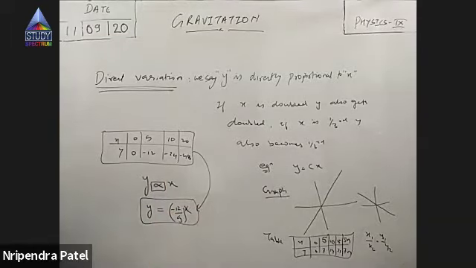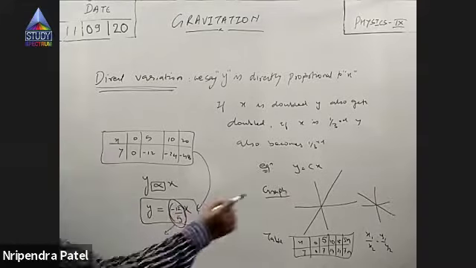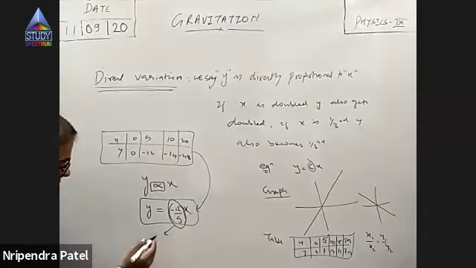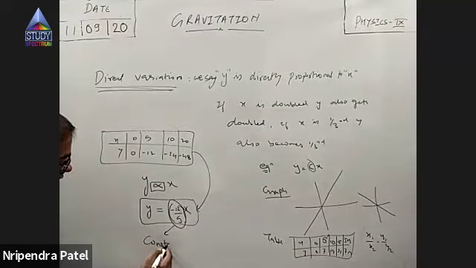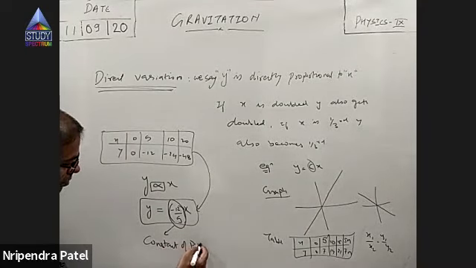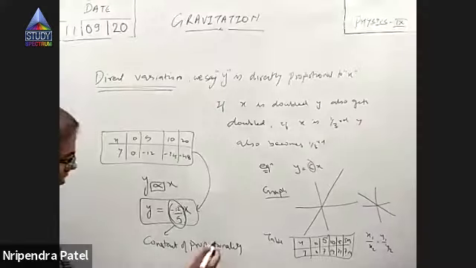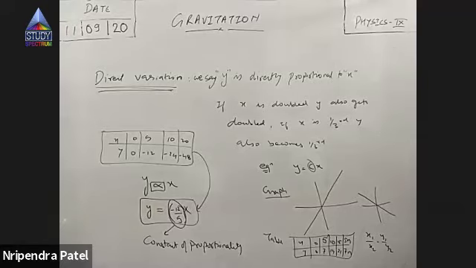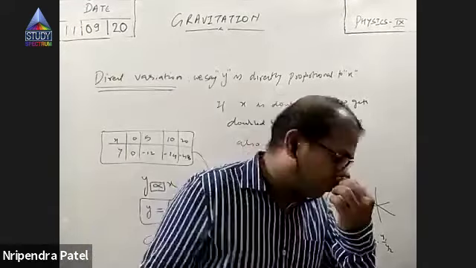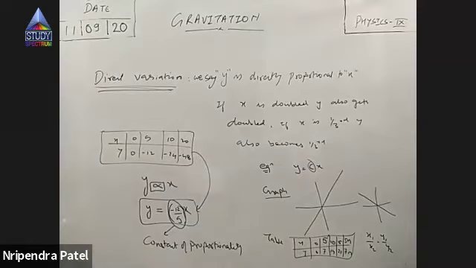This is as per this table, and this is always a constant. This is read as the constant of proportionality. If the two quantities are proportional, then the proportionality sign can be replaced by an equality sign, and we need to introduce a constant in place of it.